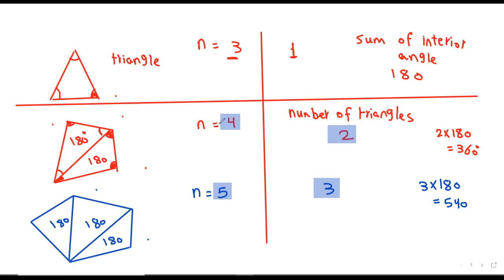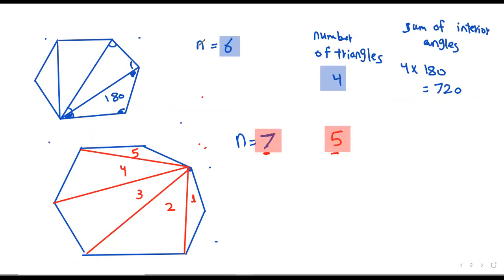And if we have a quadrilateral, it has 4 sides, and the number of triangles was 2, as you see. The number of triangles is 2 less than the number of sides. And in the pentagon, the number of triangles is also 2 less than the number of sides. We have 5 and we have 3.